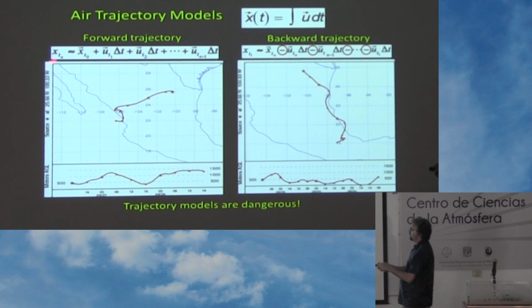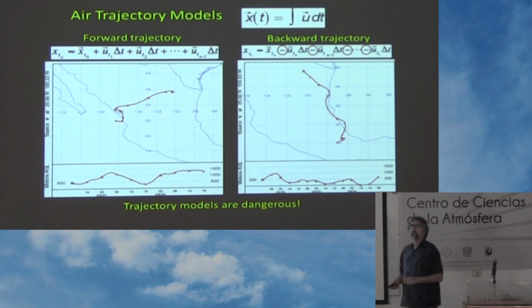The equation is solved, so the final position is equal to the initial position plus the wind speed at that initial position times a time increment. And then again, as many times as you need. So here's a result. This is one particular trajectory that I calculated just to demonstrate. It starts in Monterrey, Mexico, and it shows that the air moves in this direction. Okay, and here something strange happens with the winds, so it does this, and okay.